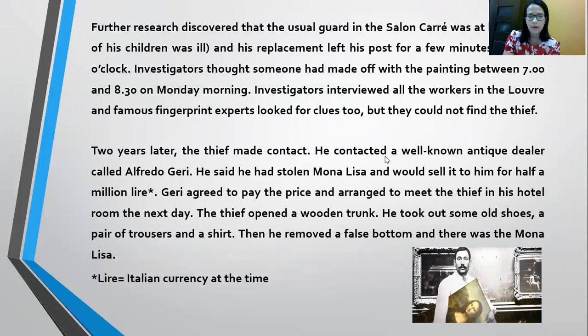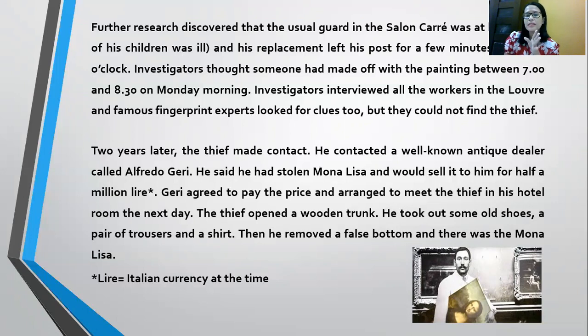Okay, next paragraph. Two years later, the thief made contact. After two years, he contacted a well-known antique dealer named Alfredo Gary. He said he had stolen the Mona Lisa and would sell it to him for 500,000 lire. So lire is an Italian currency at that time. Gary agreed to pay the price and arranged to meet the thief in his hotel room the next day.